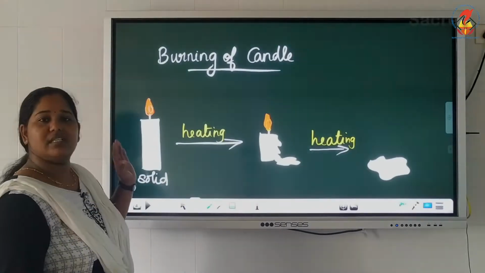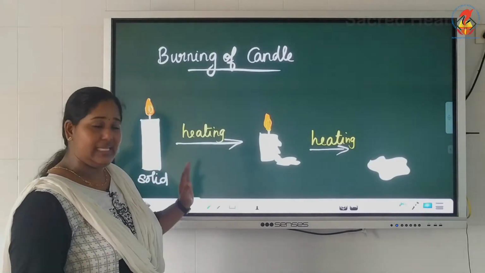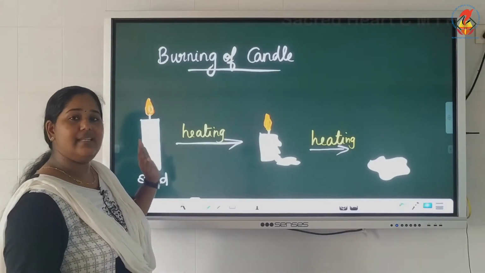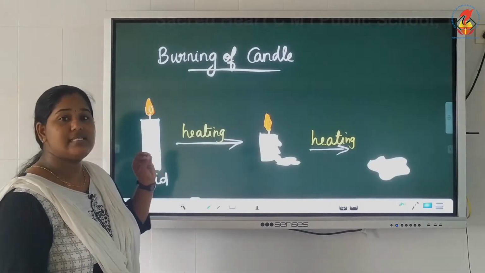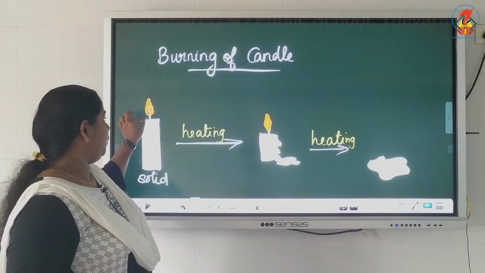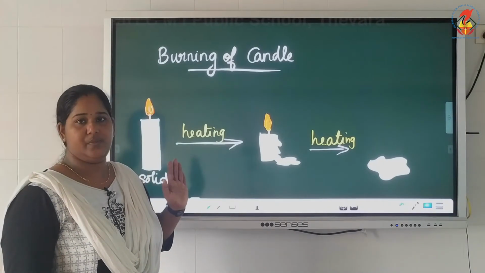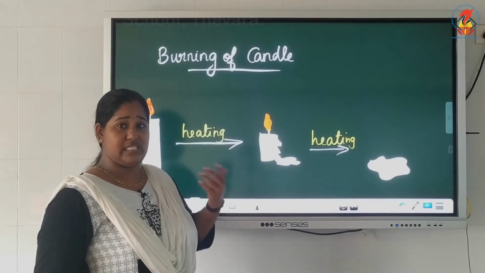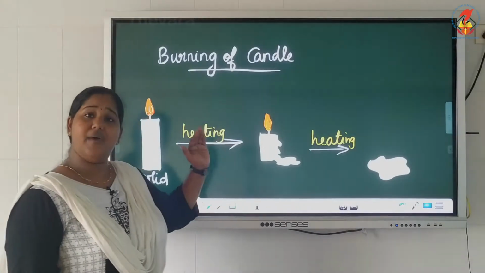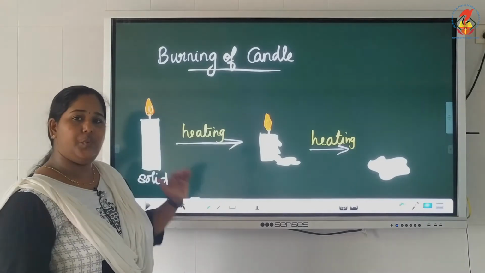So when this solid candle is heated, what happens? It starts melting. What starts melting? The wax starts melting and the wick is burnt. When the candle is heated, the candle wax starts melting and the wick is burnt.